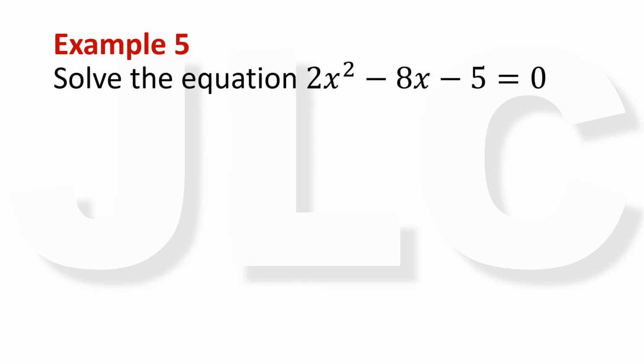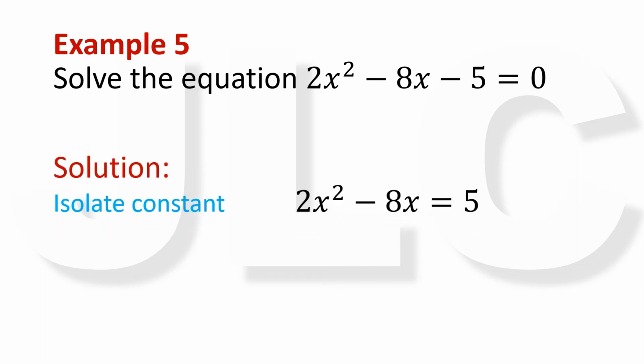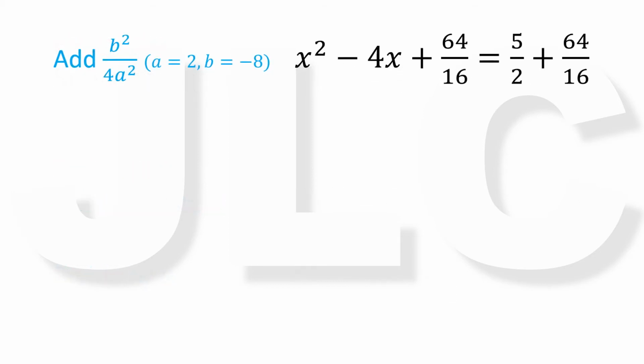Example 5. Solve the equation 2x squared minus 8x minus 5 equals 0. Arrange the equation so that the constant is on the right side. 2x squared minus 8x equals 5. Divide the equation by a so that x squared minus 4x equals 5 over 2. Add b squared over 4a squared. Take note that a is 2 and b is negative 8.